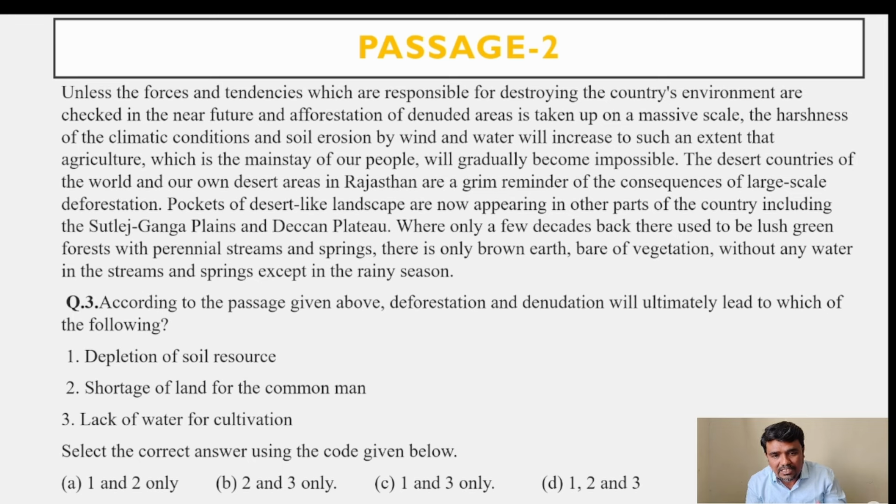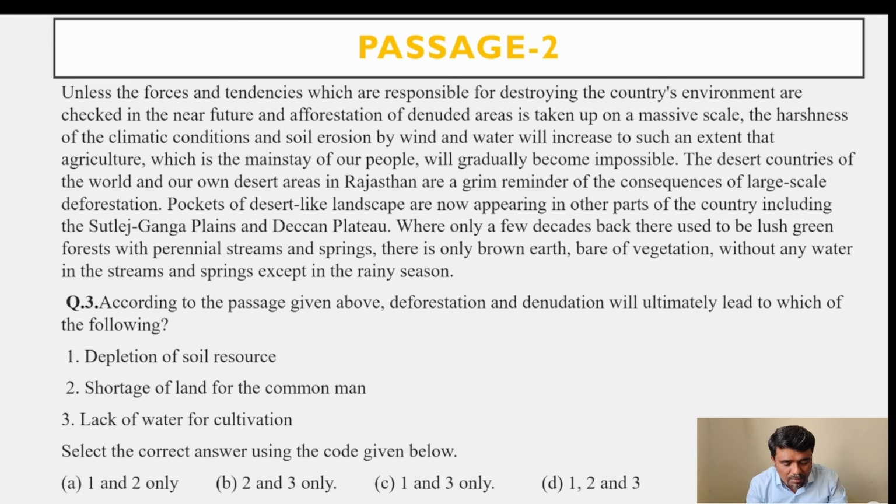Due to this, extreme climatic conditions, and not only that, there are observations that where we are not supposed to see this kind of situation, as per the passage, example is given: Satluj Ganga and Deccan Plateau, where earlier they were very lush green, not expecting desert like conditions. Now certain pockets of landscapes are showing the symptoms of desertification, right? So this is the problem statement.